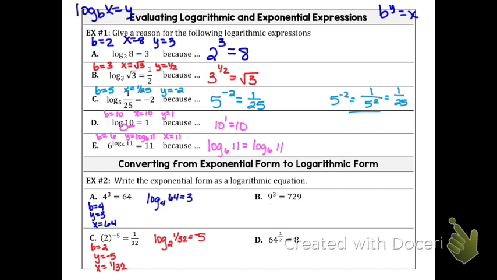Whoops, I skipped over b over here. So b, my base is 9, my y is 3, my x is 729. So log base b of x equals y, and again, you can check it. 9 to the third is 729.